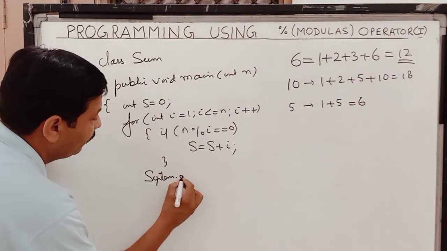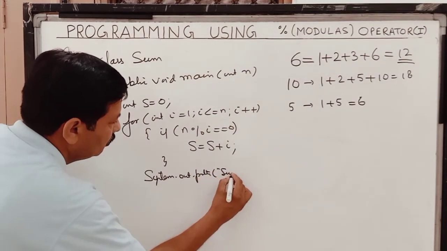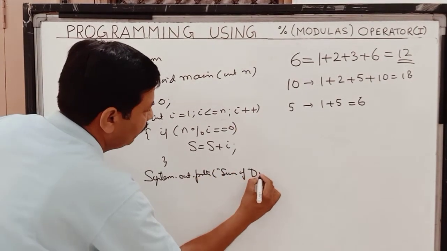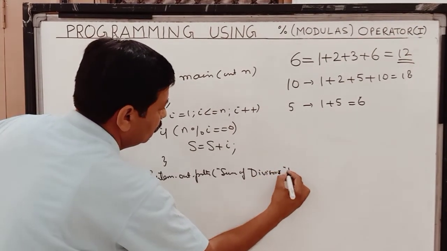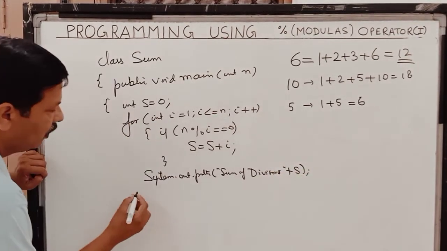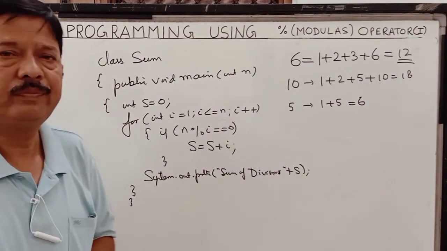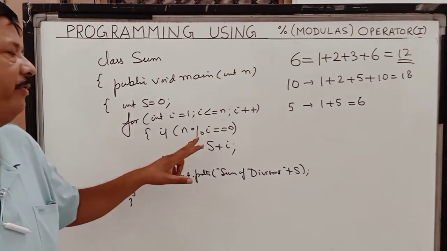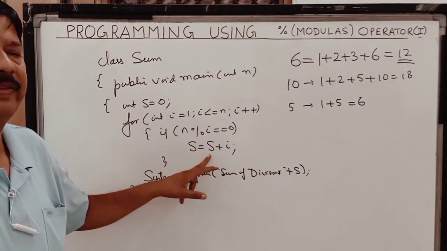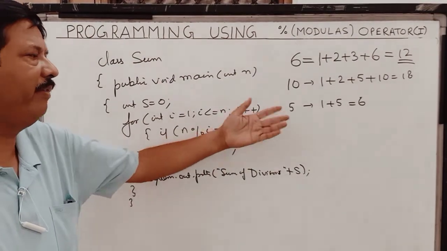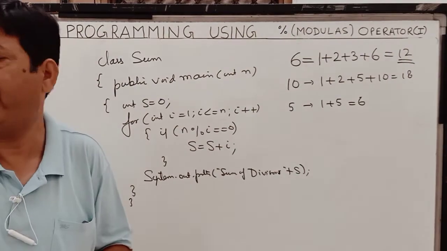So my answer will be the sum of divisors. So children, this program is clear to you all. Here I have found the divisors and added them to s, I have added all the divisors from 1 to that number in s, and finally I have printed s.